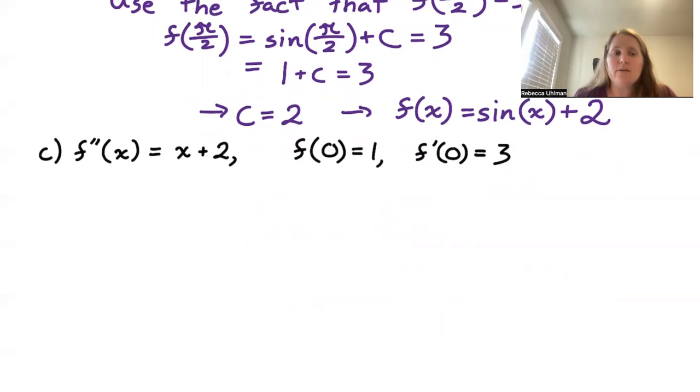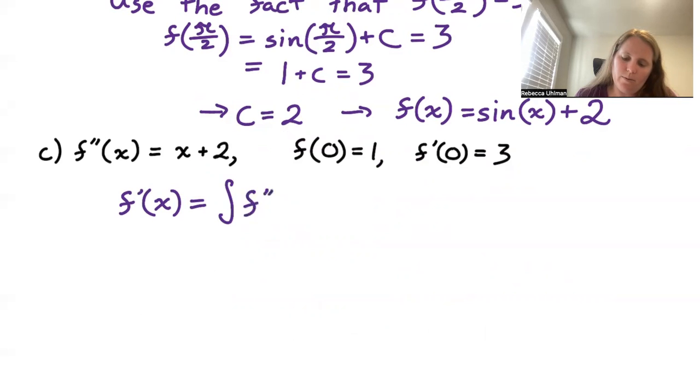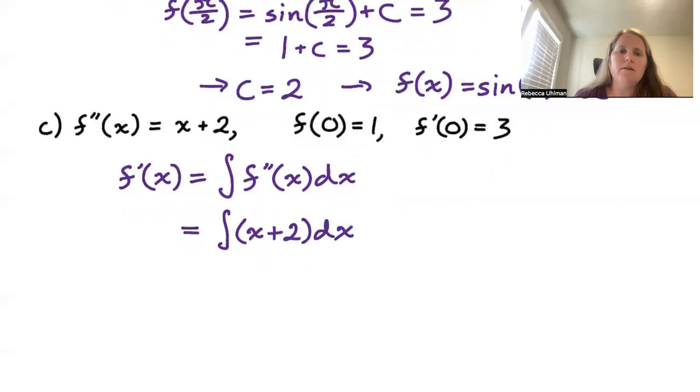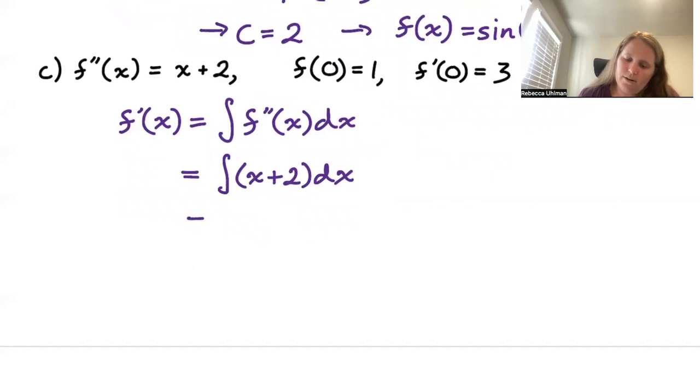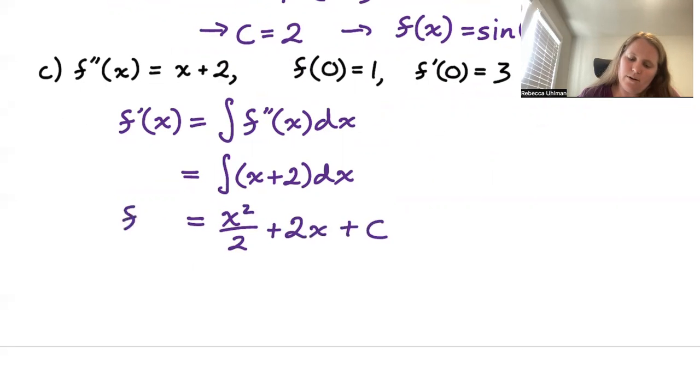Integrating once takes us back to the first derivative. So we have f prime of x should be the integral or an integral of f double prime of x dx, given that the derivative of f prime of x is f double prime. So we are looking at the integral of x plus 2 dx. We get a general answer of x squared over 2 plus 2x plus c for f prime of x.